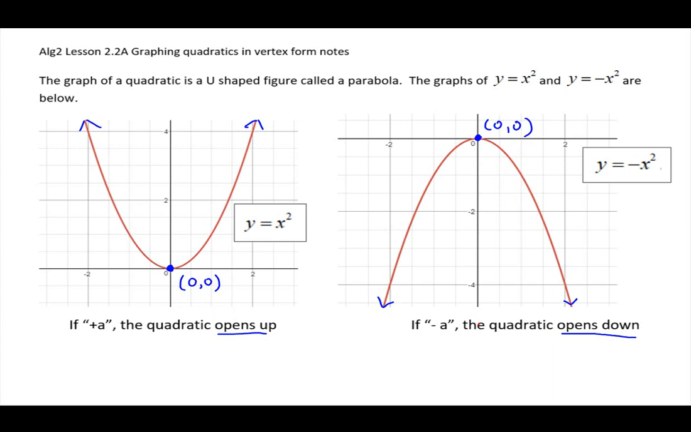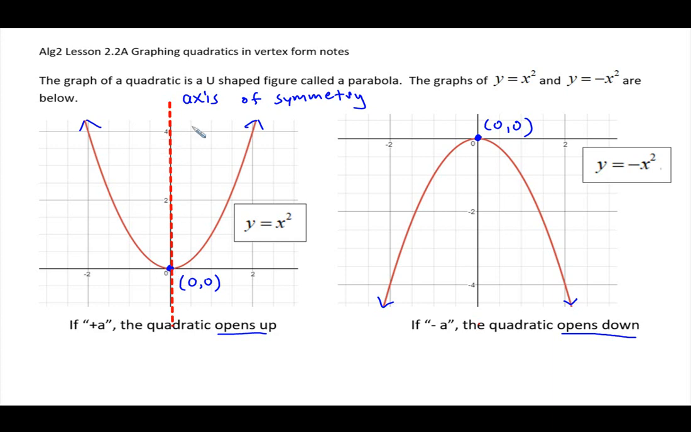Now, if I draw an imaginary line going straight through the vertex, it would split the parabola in half. It would cut it in half. This line has a name. It's called the axis of symmetry.